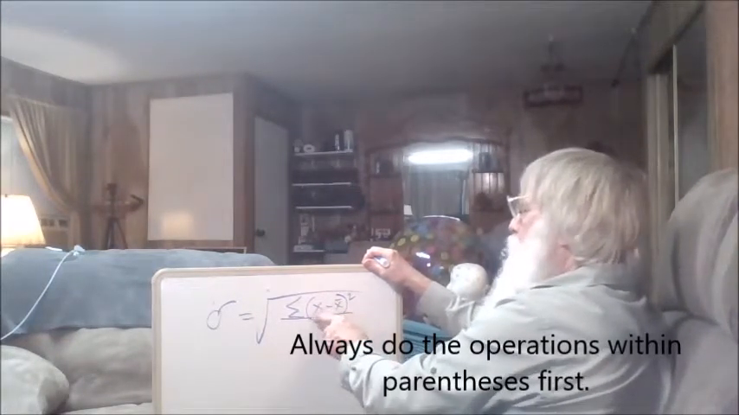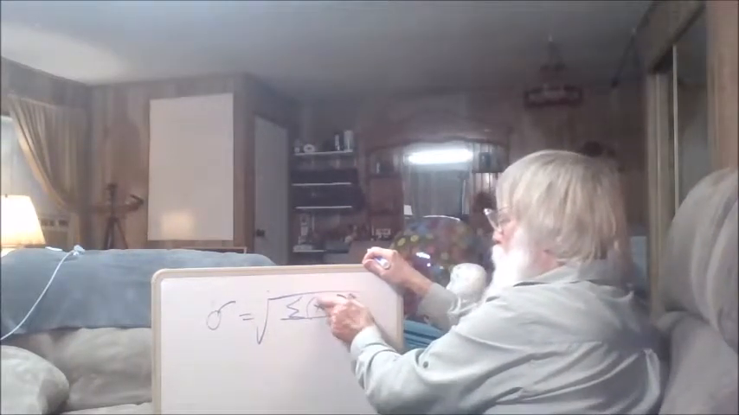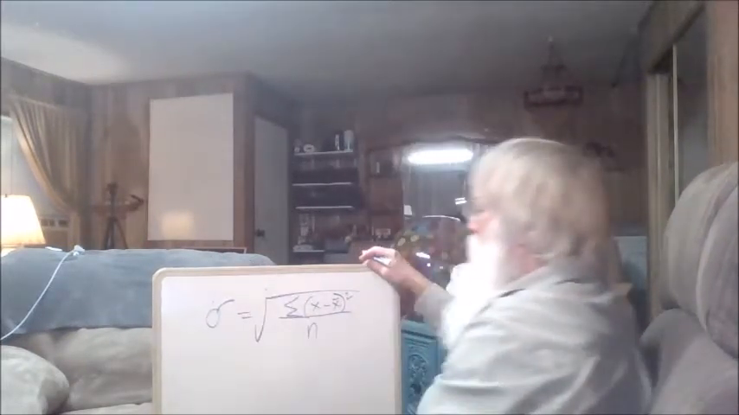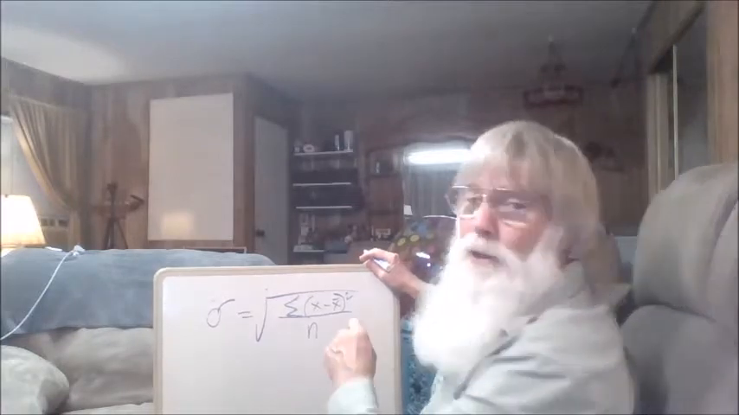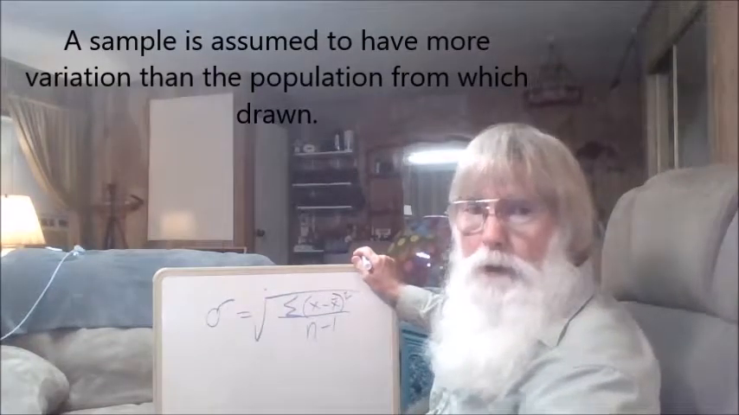So you have to do all of the operations within the parentheses first. So you make a table doing, with every data point, x minus the mean, and you square it, then you add these together. And the standard deviation for a population is divided by n. The standard deviation for a sample is divided by n minus 1. This is a difference I would like you to know.